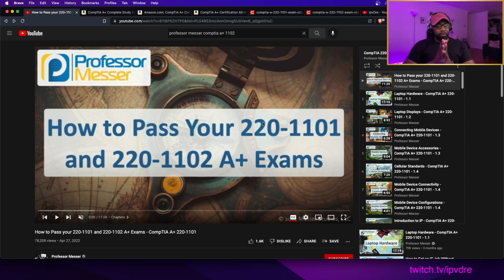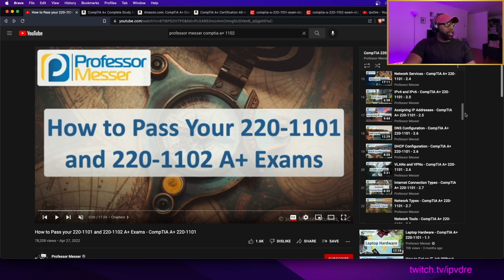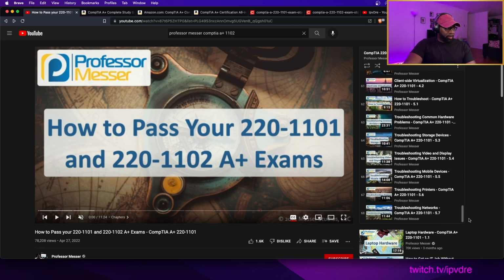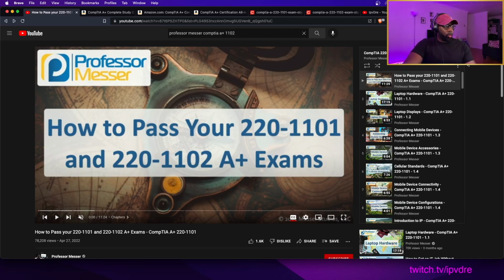Important that you start with Professor Messer, especially if you're new, because he's going to walk you through point by point. 1.1, 1.2, 1.3, 1.4. You're going to need that if you're new, because it creates a nice little scaffolding, a nice little structure, a molding for you to learn this at a fairly reasonable pace. And you can even split these videos up. He has 68 videos in his Core 1 course.